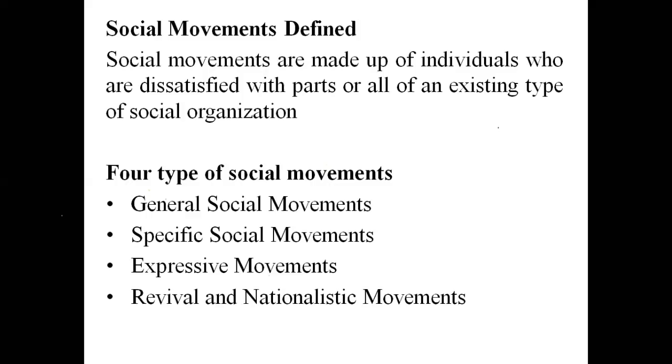So we'll quickly discuss social movements. Social movements are made up of individuals who are dissatisfied with parts or the whole of an existing type of social organization. There are individuals who are not happy with what is happening in their organization. Now, it is worthy to know that this set of people are part of that organization before they become dissatisfied with whatsoever is happening in it. And we can see social movements across the world presently. You will see it in the Middle East, the Syrian protests. That's the characteristic: they protest against whatsoever is happening, the people protesting against the politicians.